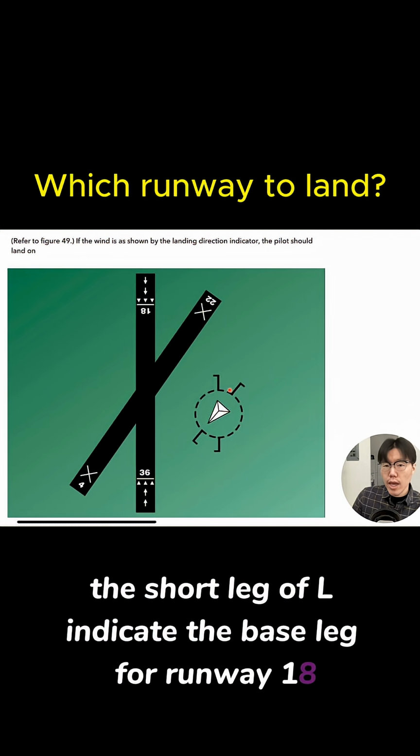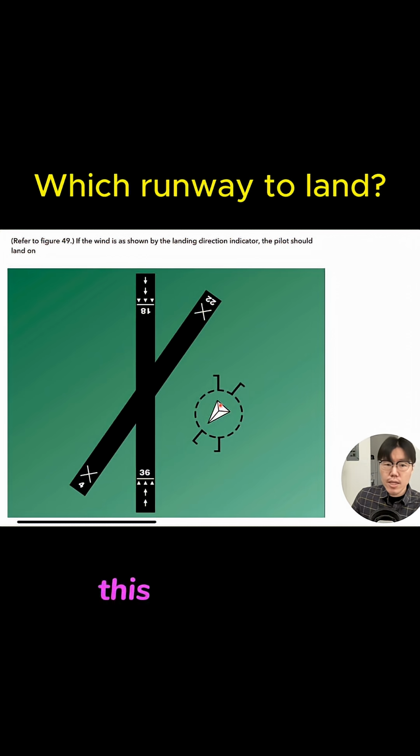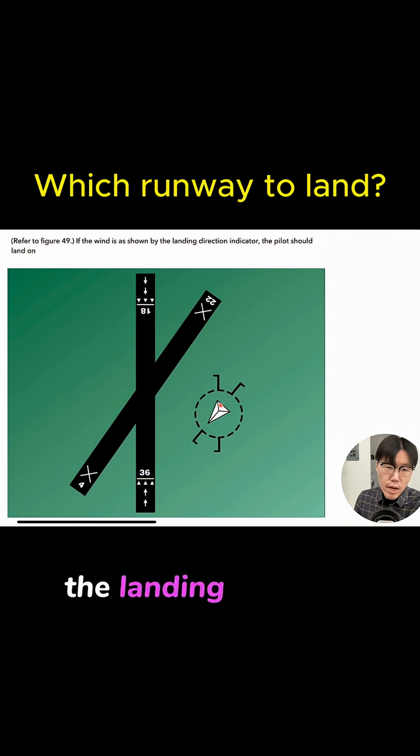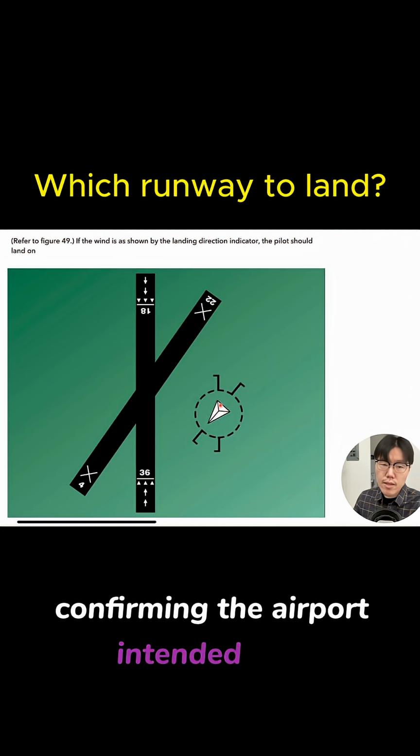For runway 18, it is pointed to the right of the runway path. This tells us that runway 18 uses a right-hand traffic pattern. The landing direction indicator is aligned with this bracket, confirming the airport's intended flow.